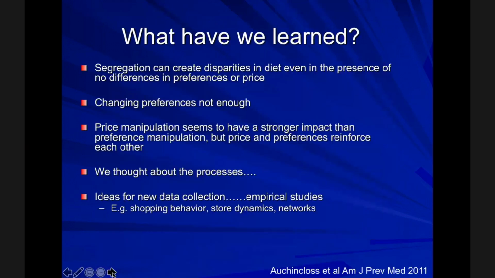So the bottom line is, what did we learn from this modeling exercise? Well, we learned that segregation can create disparities in diet, even in the presence of no differences in preference or price. We saw that changing preferences is not enough. We saw that price manipulation seems to have a stronger impact than preference manipulation, but price and preferences reinforce each other. Most importantly, this exercise really forced us to think about the processes. And I think this is really important and connected to some of the conversations in the earlier panel, because it forces us not to think about separating out this effect from that effect, but to think about and hypothesize what processes are going on that might be generating the patterns.